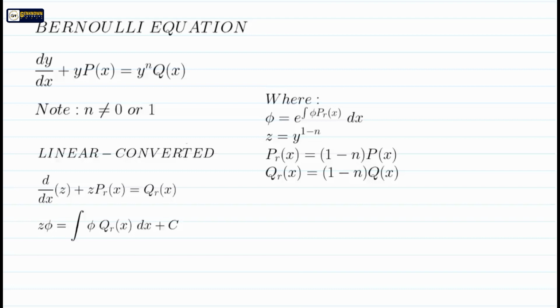In the Bernoulli equation we have the standard form dy over dx plus y multiplied by p of x is equal to y raised to n multiplied by q of x, where the n here must not be equal to 0 or 1.